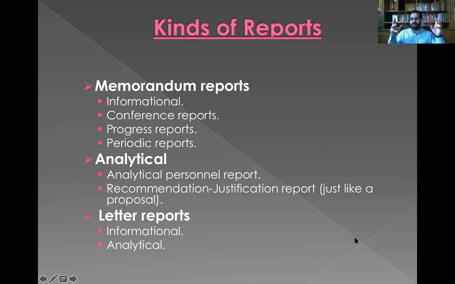So, the kinds of reports we have. If I talk about memorandum reports, they include informational, conference reports, progress reports, and periodic reports. I'll talk about those in detail. Analytical reports include the analytical personal report, for example, analysis of online and on-campus classes. You have been taking classes on campus as well as online, so now you can do your analysis. You can write it, for example, if your teacher asks for this. Letter reports can be informational and can be analytical as well.